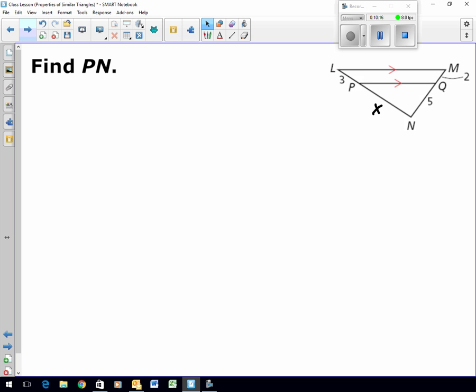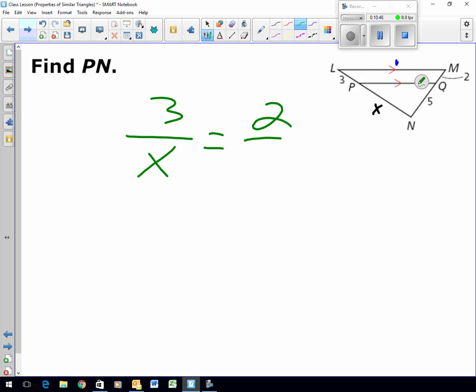Where are the parallel lines? Up the top, right? Remember this. You can see how these are the parallel lines. This side of the triangle is out of play, completely out of play. All you got to do is say, okay, that means that these two sides of the triangle have to be proportional. 3 over x equals the ratio of 2 over 5.